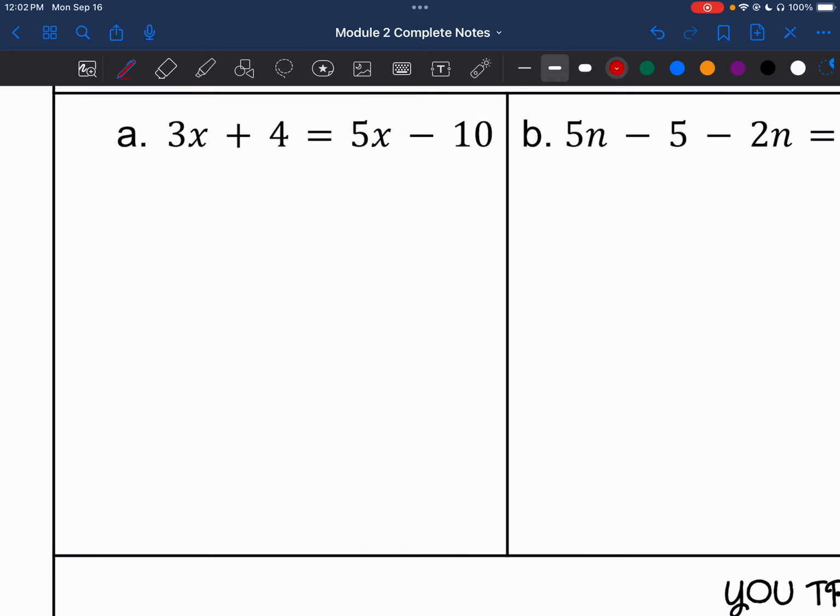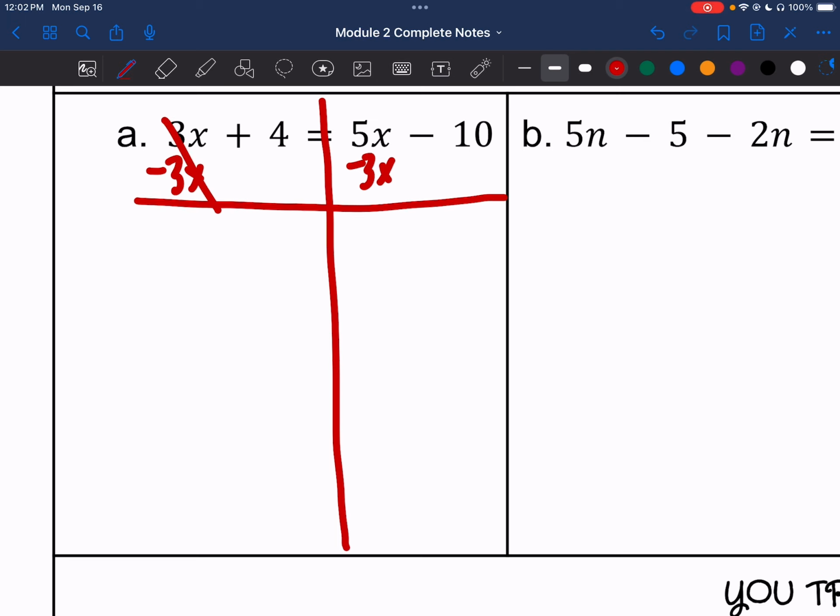So let's take a look at letter A. We're going to start by drawing that line down our equal sign so we can remember that we need to do the same thing on both sides of our equal sign. I see that I have more x's on the right than on the left, and I always try to keep my variable positive if I can. So I'm going to start by subtracting 3x from both sides of my equation. And the 3x's cancel out, and I bring down the 4, and that's going to be equal to 5x minus 3x is 2x, and we bring down the minus 10 because nothing happens to it.